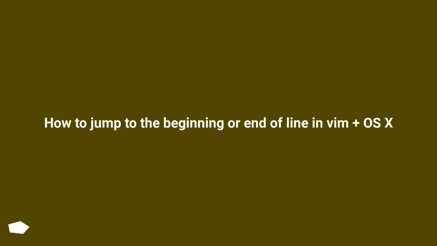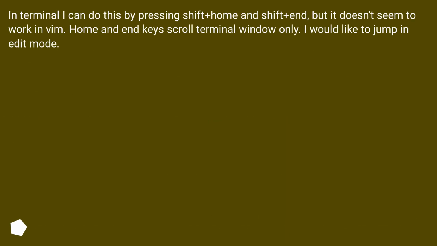How to jump to the beginning or end of line in Vim plus OS X. In Terminal I can do this by pressing Shift plus Home and Shift plus End, but it doesn't seem to work in Vim. Home and End keys scroll the terminal window only. I would like to jump in edit mode.